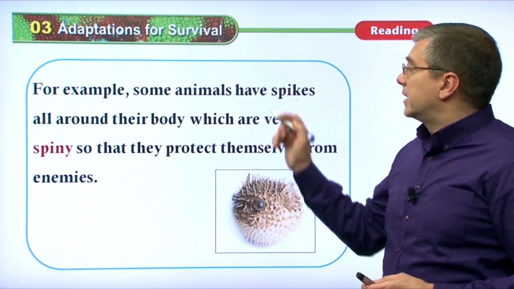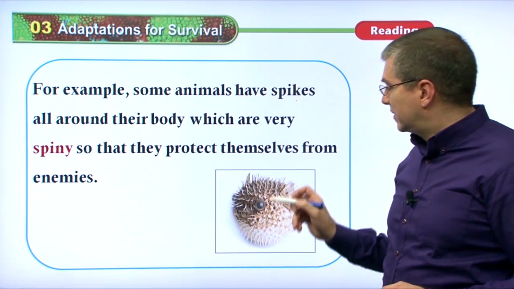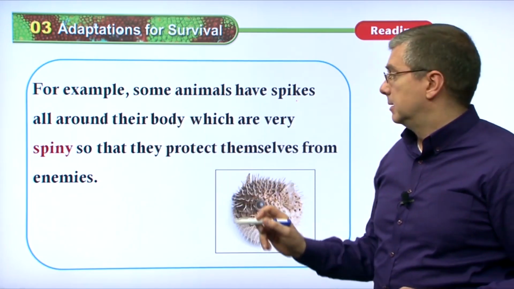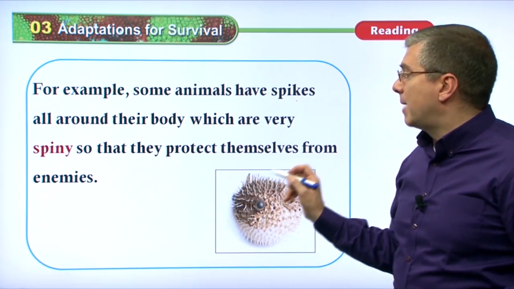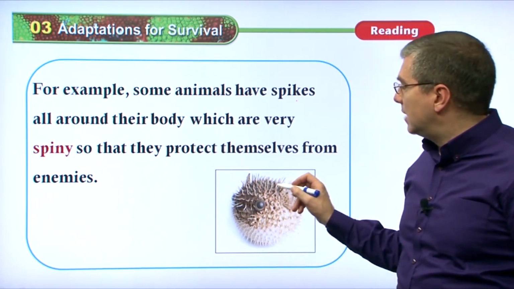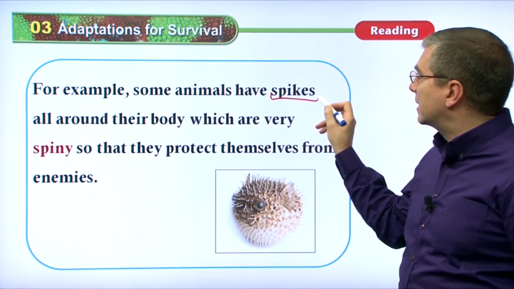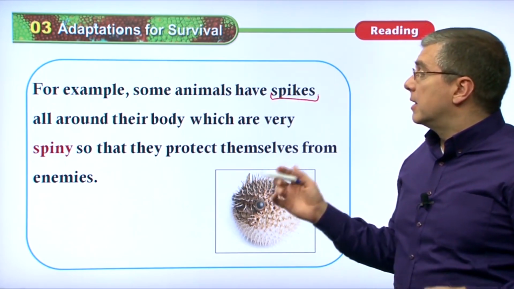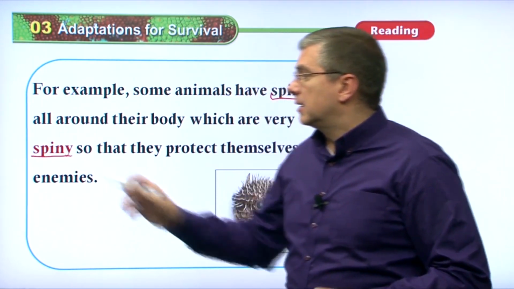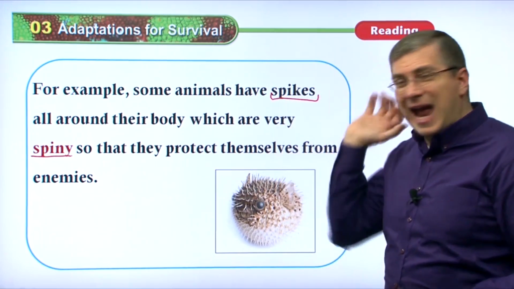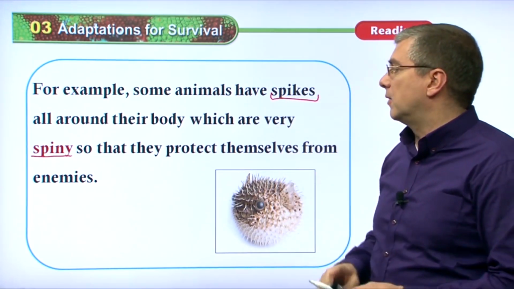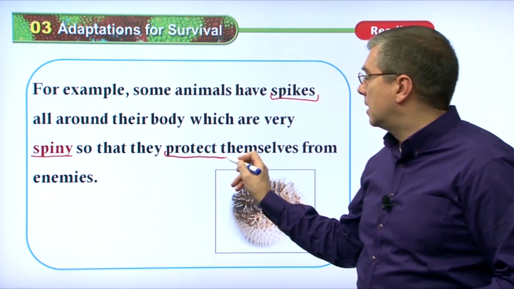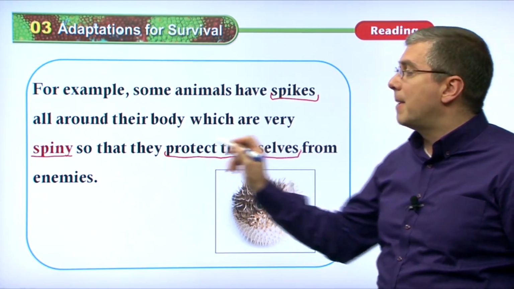For example, some animals have spikes, right? Spikes all around their body, which are very spiny, so that they protect themselves from enemies, okay? So this is one adaptation. They have spikes. They grow spikes. Spike is an adaptation. The spikes, they are very spiny, right? They are like needles. If you touch that, ow, it hurts, right? So you got to be careful. They protect the animals. They protect themselves from enemies.